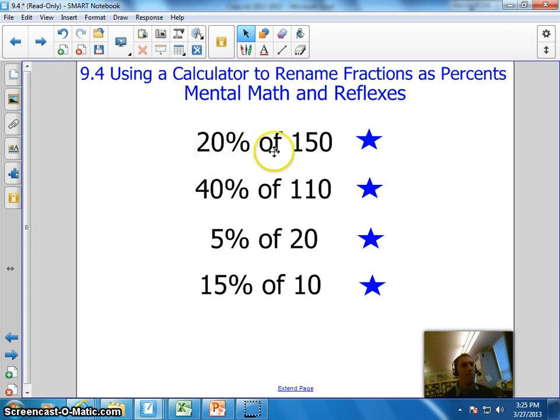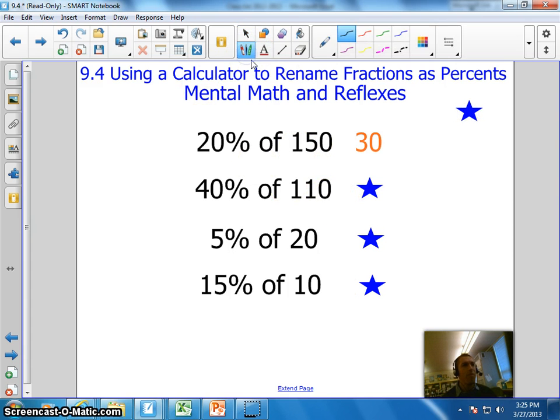Okay, 10% is, and make sure you paused it there, but 10% of 150 is 15. So 20% would be 15 plus 15, which would be 30. Here, we would have 40%. Well, we know 10%, we would move it 1 spot. So 10% is the same as 11. Well, 40 would be times 4, because 10 times 4 gives you 40. So your answer should be 44. I'll check in a second.